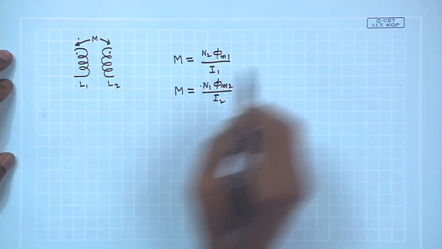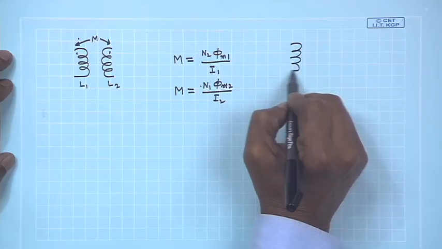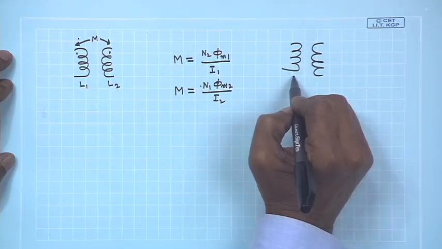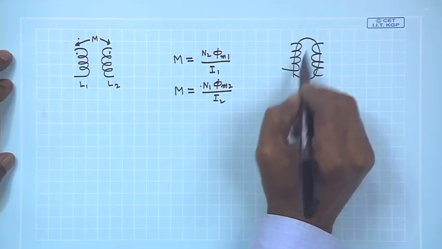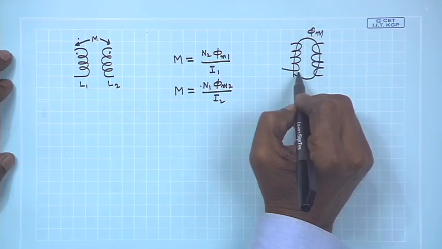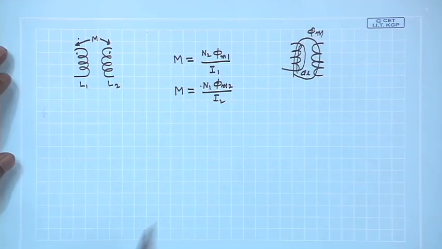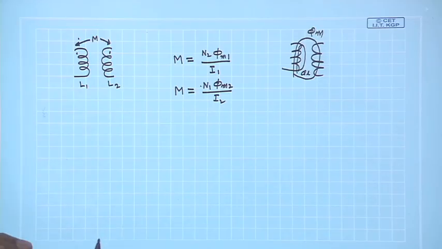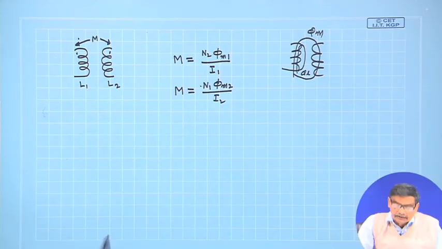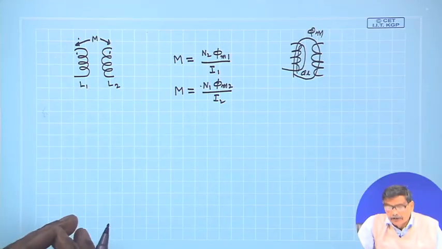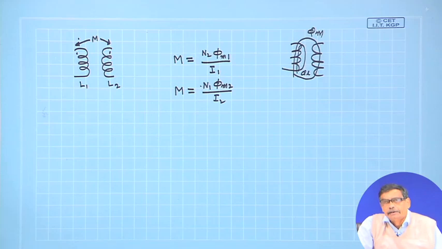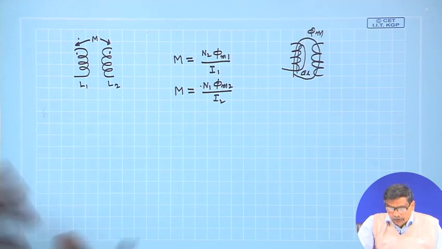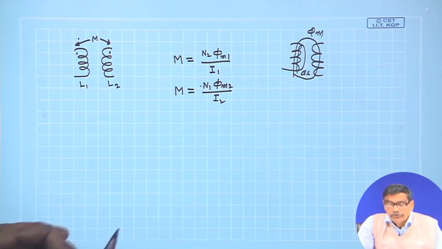Now, these fluxes: this is the mutual flux phi m, and these are the leakage flux paths phi l. Generally, if the coils are very tightly coupled, then leakage flux will be little. In fact, for a transformer, coupling should be made very high, so that most of the fluxes are mutual fluxes.